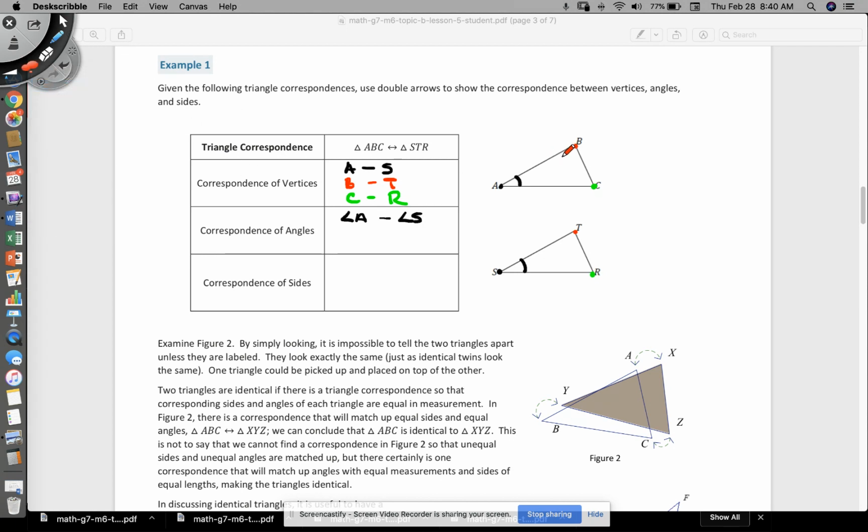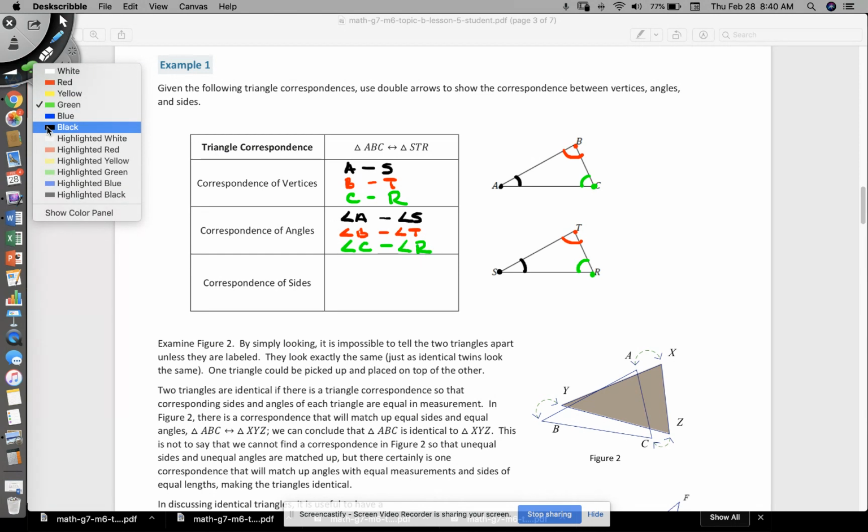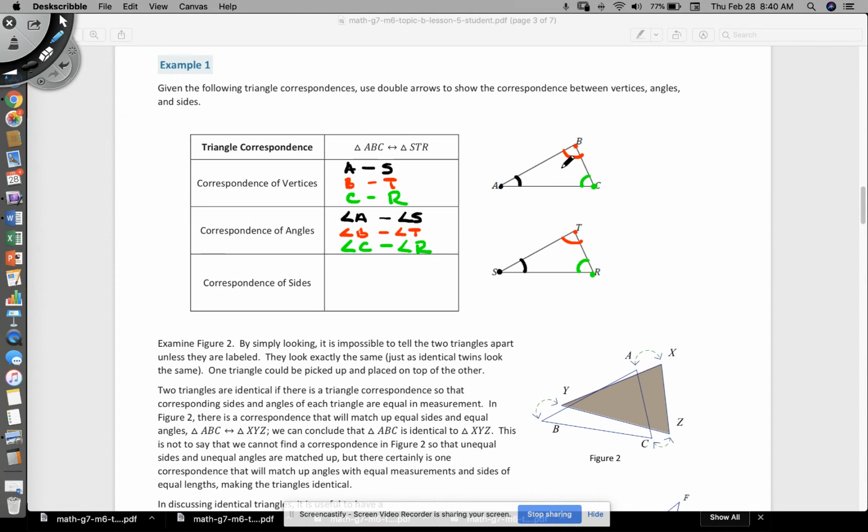And then we had B. Angle B is going to correspond with angle T. And then angle C corresponds with angle R. Now, what about the sides? All right, so let's talk about sides. What sides match? Well, I can say side AB corresponds with side ST. So we're going to say AB corresponds with ST.